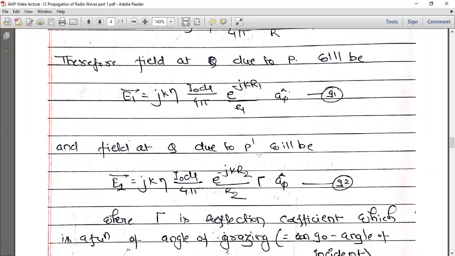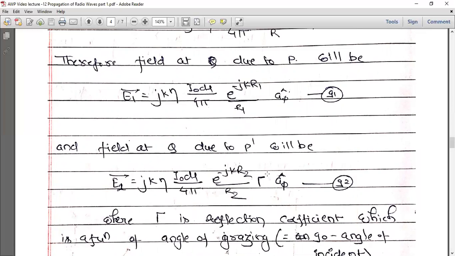So the field at point Q due to P dash, if you consider the image source at point P dash, will be given by jk eta I0 dl upon 4 pi, e to the power minus jk r2, upon r2, times gamma. Here the distance from P dash to Q is r2. Gamma is a quantity which is less than 1. It's a complex quantity, and it depends on the conductivity of the medium.